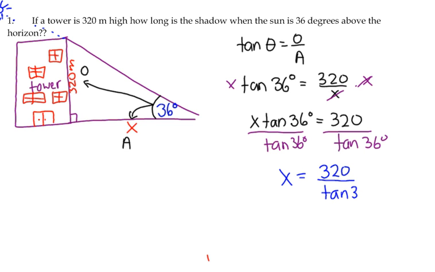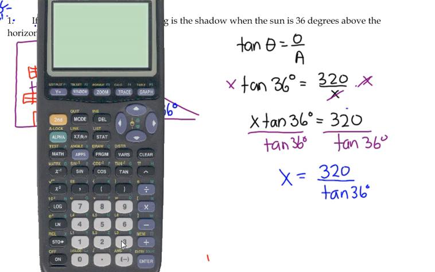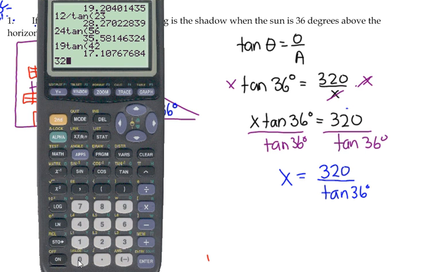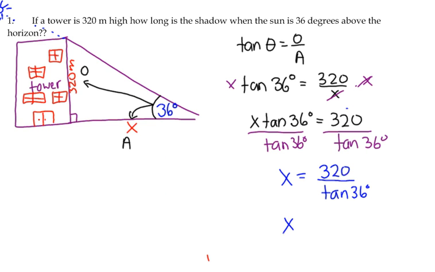Now if you compare this, if you're doing the shortcut, you'll notice when x is on the denominator, you're multiplying x up and dividing tan 36 down. These two are switching. So 320 divided by tan 36 gives you what? 440. Does it say to the nearest or no? Let's go to the nearest whole number. 440 meters is the shadow.